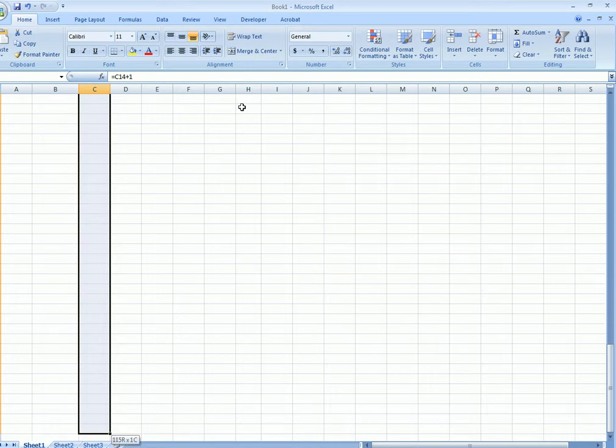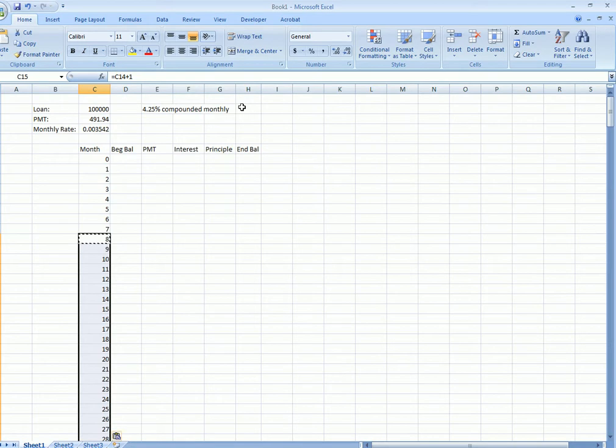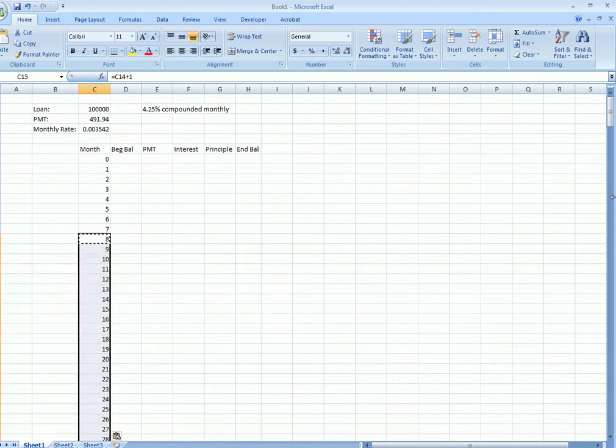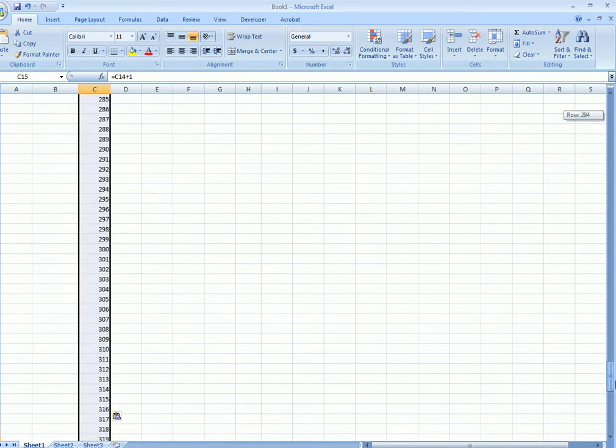It's going to need to go past 360 since we didn't start at cell 1. So I'm going to come all the way down here to about 370 or so, and I'm going to Control V. I'm going to paste this. Alternatively, you could right-click on those highlighted bars and do paste. That would also work.